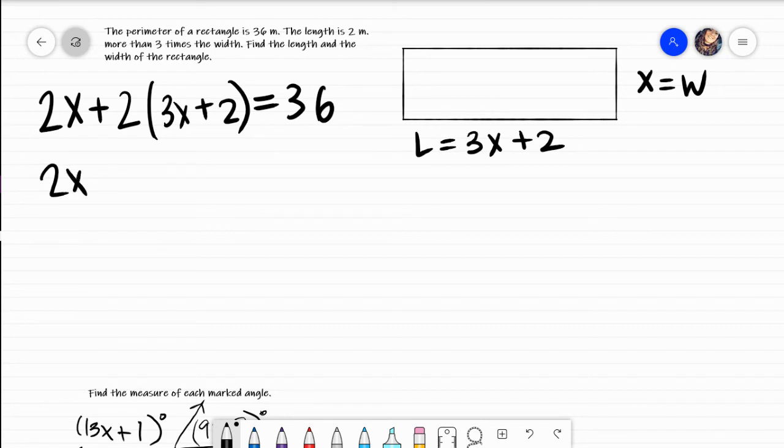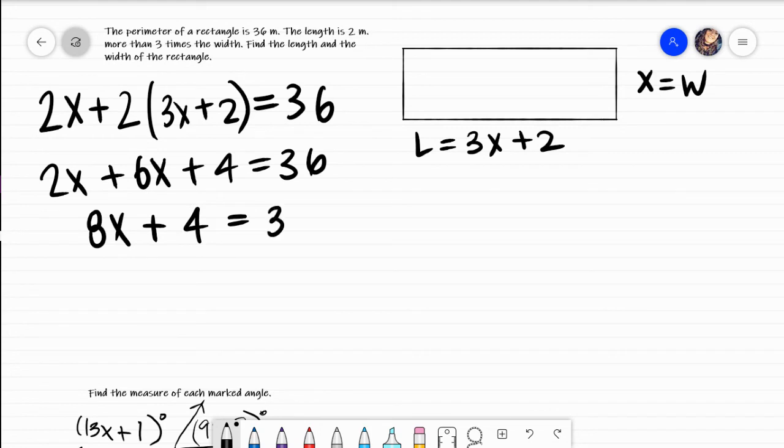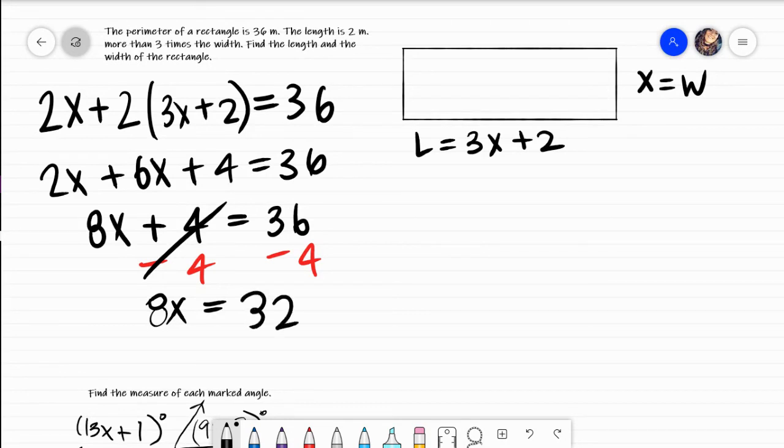So if I do distribution, I get 6X plus 4. And then if I combine like terms, 6 plus 2 is 8. Signs are the same, so it's positive. Keep your variable, keep your exponent. Bring down your plus 4 equal 36. Do the inverse of a positive 4, you get a negative 4. And we get 8x equals 36 minus 4. Signs are different, so we subtract, keep the sign of the larger, we get a positive 32.